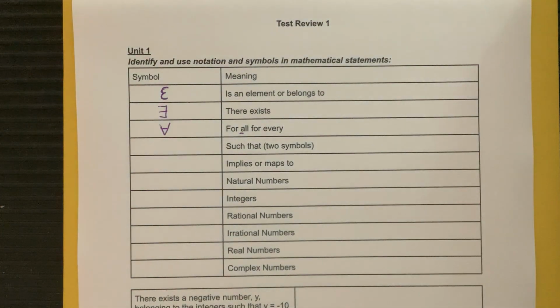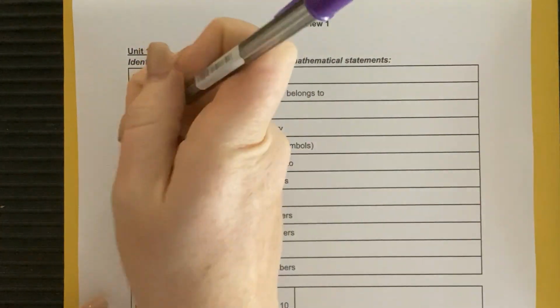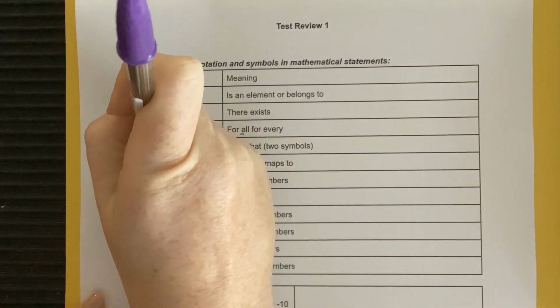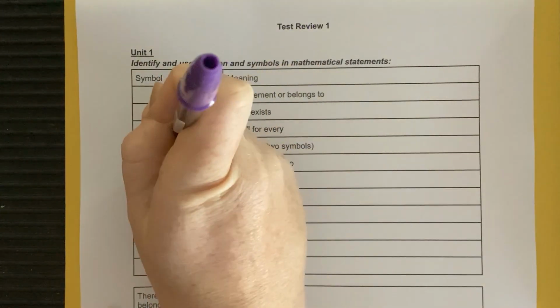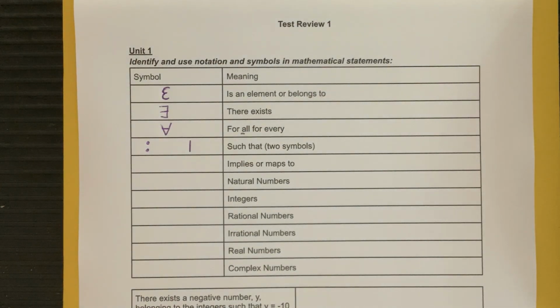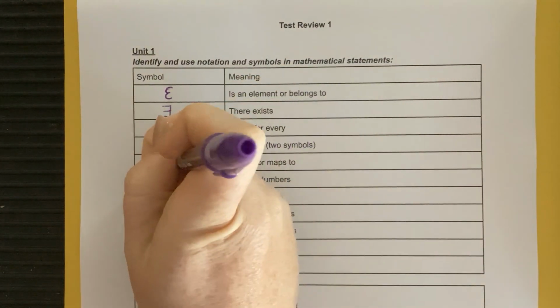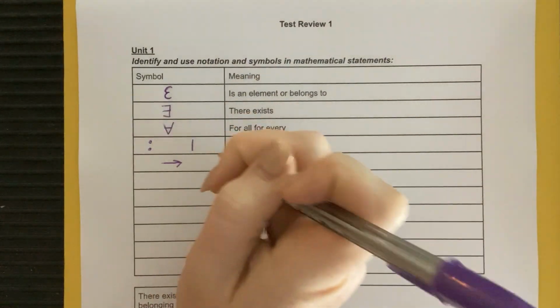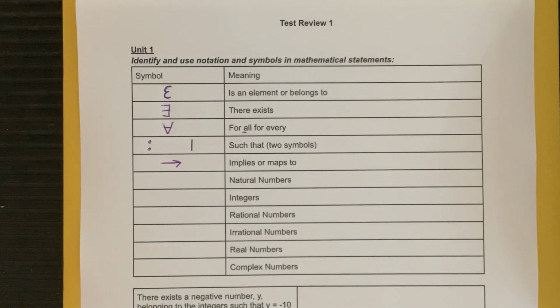Such that has two symbols, so you can see it written either way. You can see it written as this colon, that means such that, or if you have this bar like that, that also means such that. Next one is implies. So implies is just going to be an arrow, or it can say that it maps to something. And then the next ones are all different types of sets.